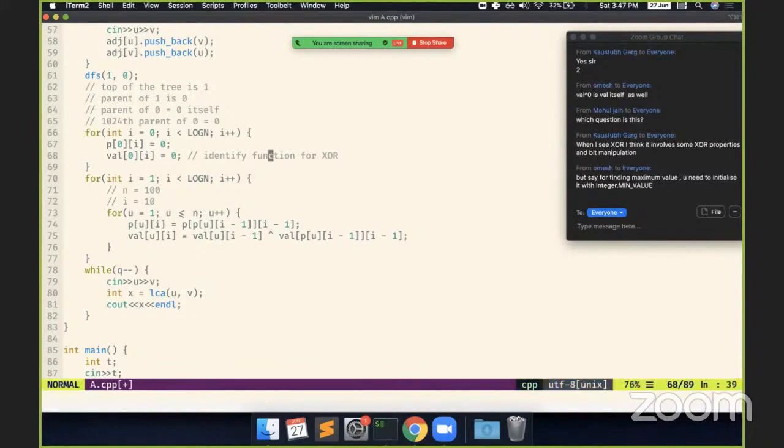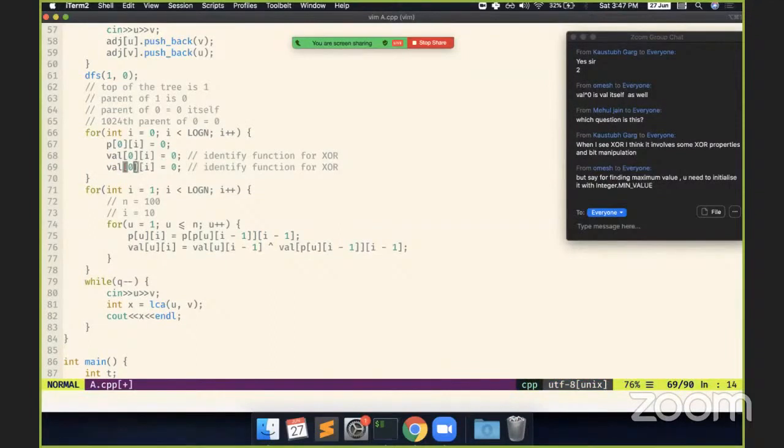Exactly, Umesh, you're correct. You got the idea, right? If you're doing this for max and negative values can be there, then 0 is incorrect. Then you would need int min.